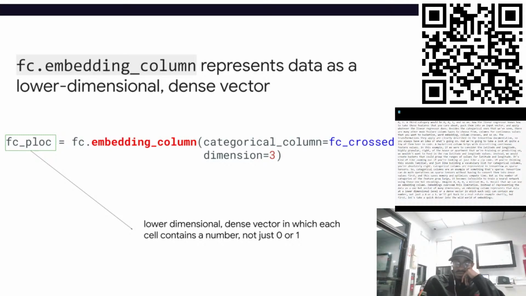Recall that we can use an embedding column. Embeddings overcome this limitation. Instead of representing the data as a one-hot vector of many dimensions, an embedding column represents that data at a lower dimensional level, a dense vector, in which each cell can contain any number, not just a 0 or a 1. We'll get back to our real estate example shortly, but first let's take a quick detour into the wild world of embeddings.